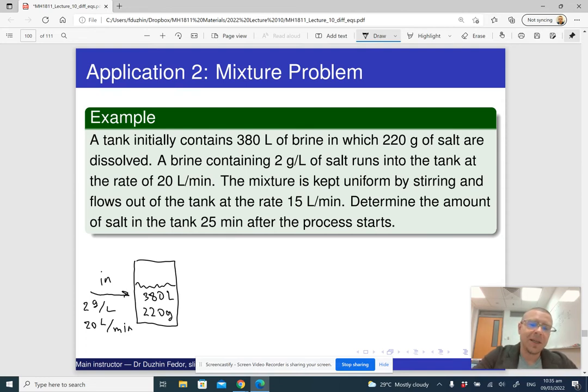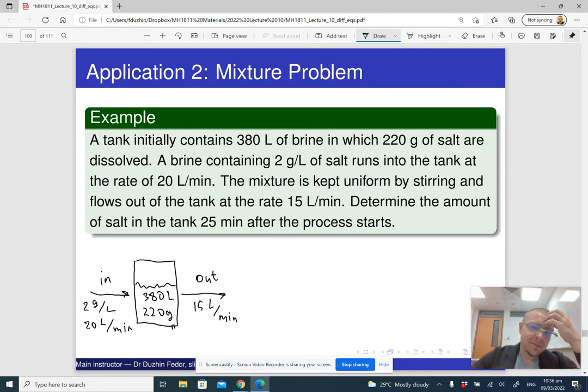Okay, so at the same time, there is the outflow. So you can imagine some kind of a sink here, and there's another pipe. And there is the outflow at the rate of 15 liters per minute. Now, inside the tank, the brine is being constantly mixed, right? So we can assume that the salt is distributed uniformly over this mixture, right?